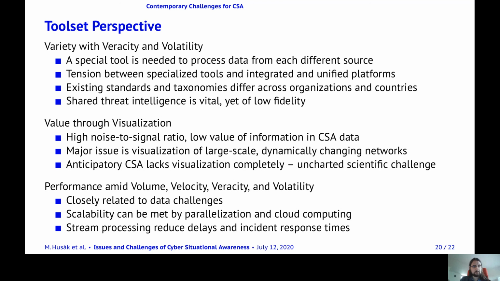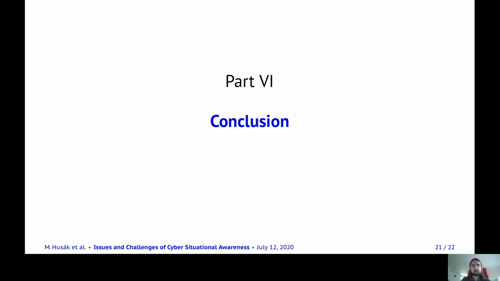When it comes to visualization, we face problems with a high noise-to-signal ratio and low volume of information. And the task is to visualize large-scale, dynamically changing networks. An open problem or uncharted field is the anticipatory CSA that lacks visualization completely. Finally, performance issues are related to the data, so we need to ensure that the tools are scalable. For example, stream processing can help very much in reducing the delays and incident response times in case we are under attack. So that's all from me.